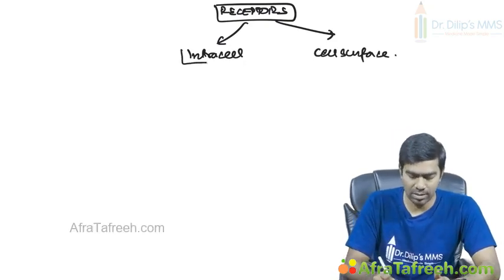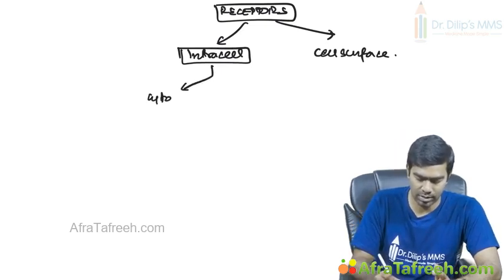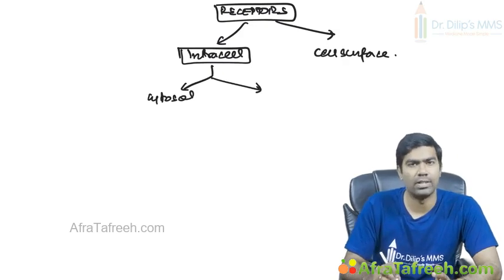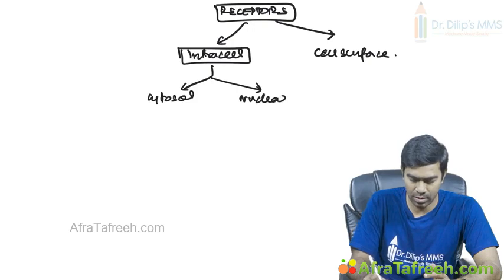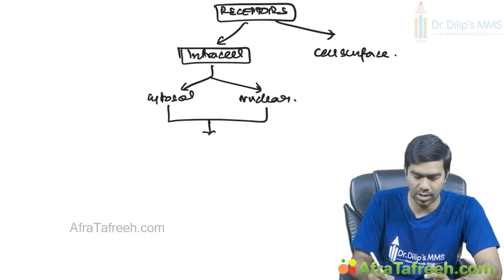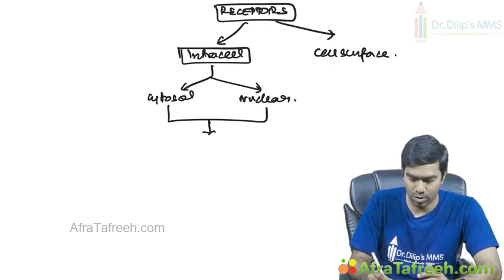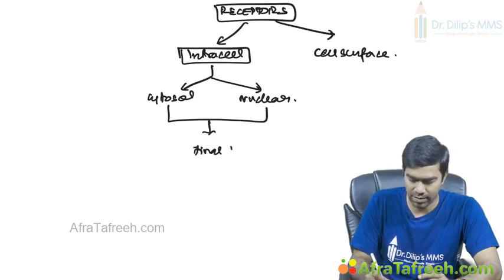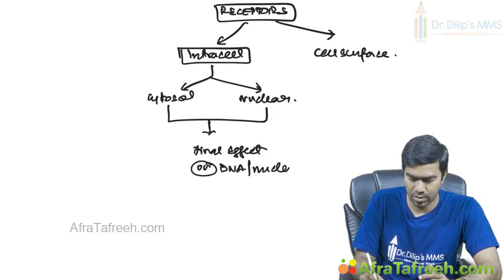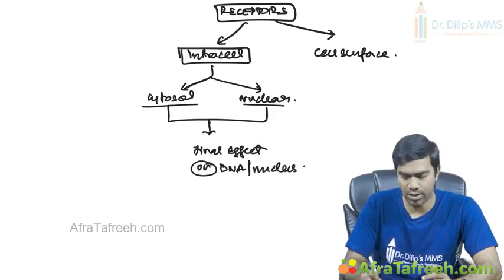Clear? Intracellular receptors, again, you have two types. One, it could be a cytosolic intracellular receptor, and second is the nuclear intracellular receptor, which means the receptor is located in the nucleus itself. Obviously, both these receptors are finally going to move to the nucleus, which means the final effect will be on the DNA in the nucleus. So both these receptors, but how they translocate is something different.